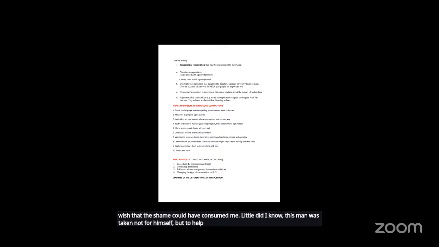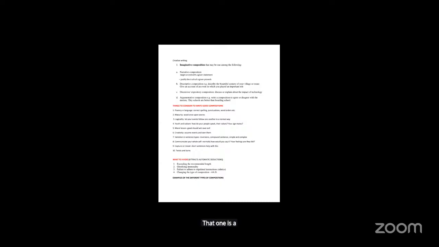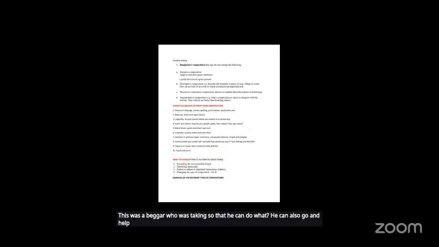What is that? That one is a twist and a turn. We never saw it coming. We just saw a beggar. This was a beggar who was taking so that he can do what? He can also go and help other people. That is a twist and a turn. What is a twist and a turn? Something we never saw coming. It makes that composition even worthwhile reading.